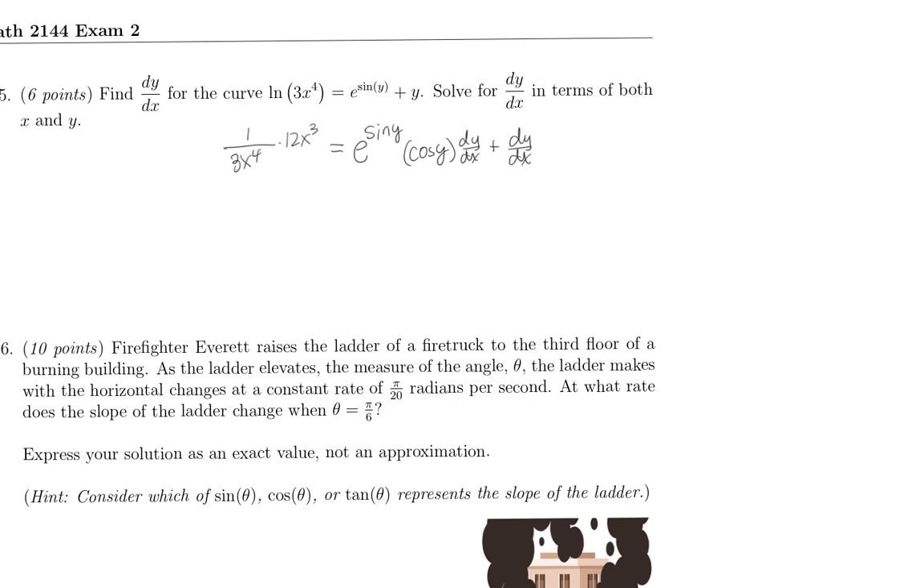Okay, and now I want to solve for dy/dx in terms of x and y. One thing I might do is start by simplifying the left-hand side, which simplifies to 4 over x. Then on the right-hand side, I can factor out the dy/dx. To finish solving, I'll divide by the thing that's multiplied by dy/dx. So I'll get dy/dx is equal to 4 over x times e to the sine y cosine y plus 1.